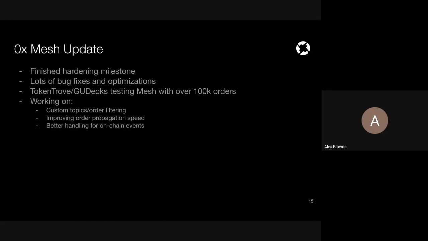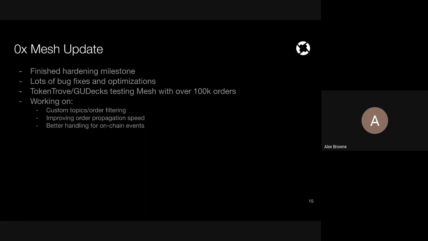As another cool announcement, we've been working with Token Trove and GUDEX to test Mesh with a much higher quantity of orders than we've been dealing with on ERC20 markets. So they're currently, last I heard, testing with 120,000 orders. It's been really useful to see how Mesh can perform, and we're working on making improvements to scalability even further.